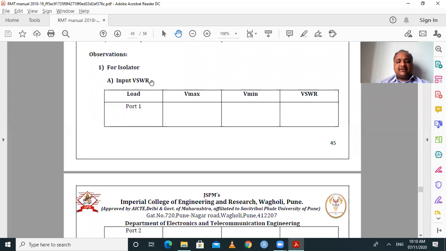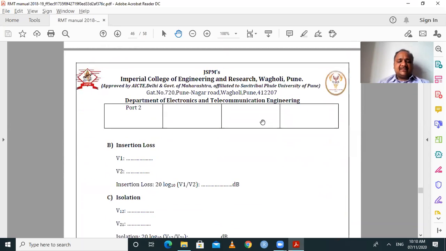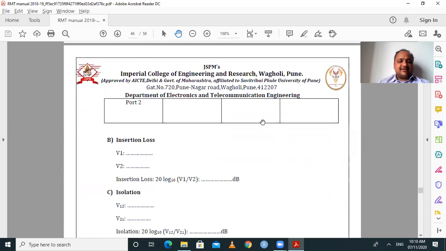The isolator is a two-port device, so port number 1 and port number 2 act as a load here. For finding VSWR, the formula is Vmax upon V minimum. You can calculate Vmax and V minimum by rotating the wheel on the slotted section. When you know Vmax and V minimum, you can take the ratio of the two for finding VSWR. So these are the parameters for the isolator.